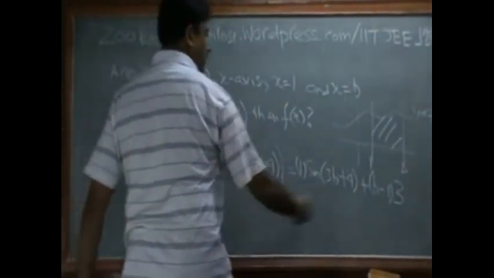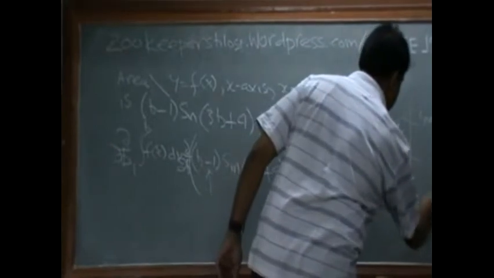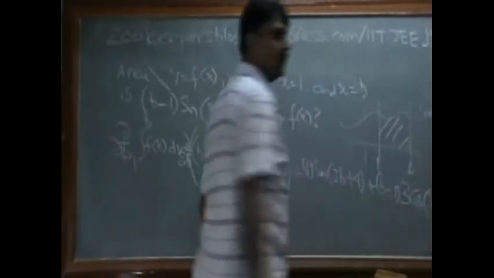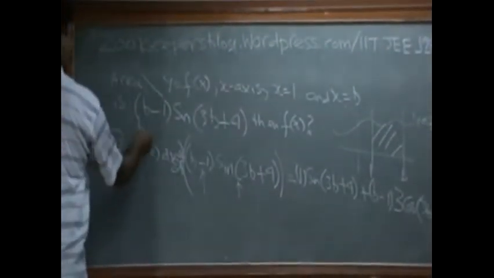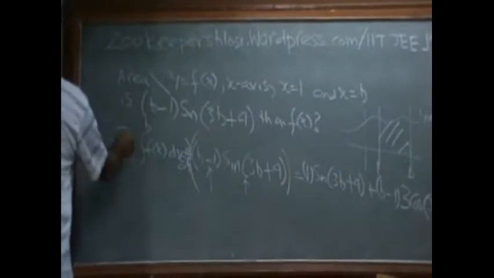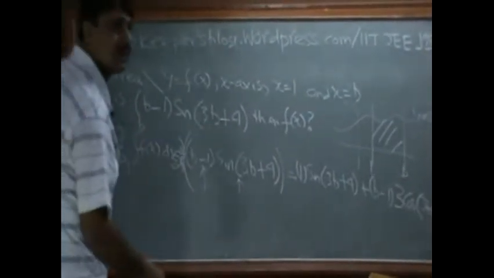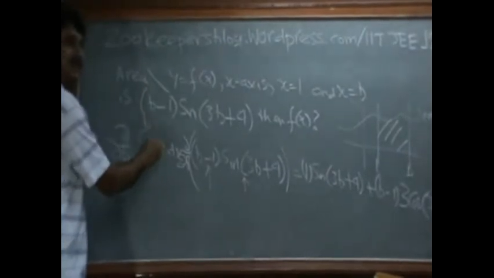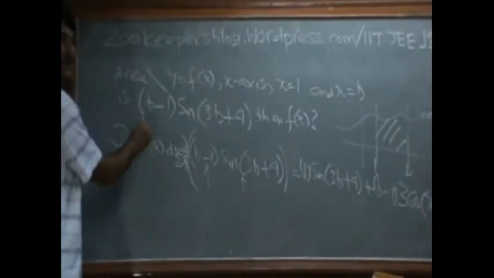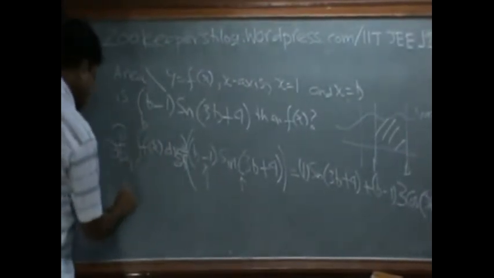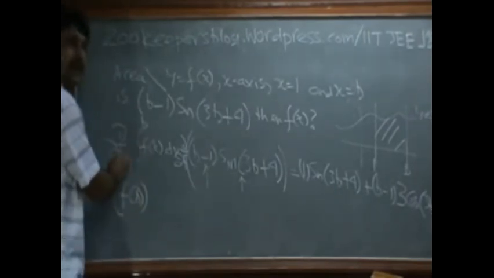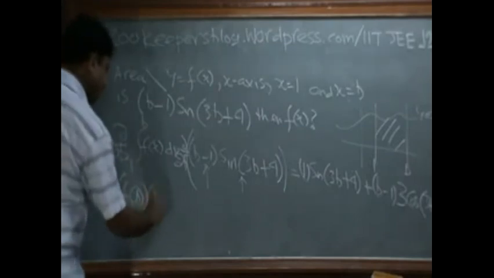And the differentiation of sin is cos 3b plus 4. Good. Which precisely means that ∂/∂b of the integral from 1 to b of f(x) dx. But what is ∂/∂b of the integral from 1 to b of f(x) dx? It will be f(b), the upper limit first, so f(b) into the differentiation of b with respect to b, which is 1.